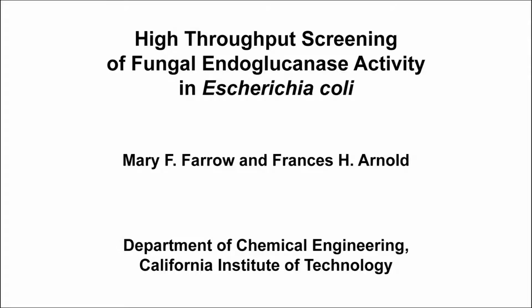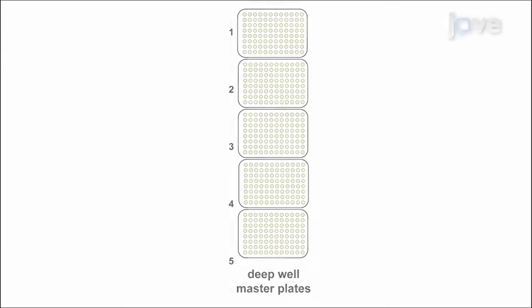In this high-throughput screen for fungal endoglucanase activity in E. coli, the common microbial dye Congo red is used to visualize enzymatic degradation of carboxymethylcellulose by cells growing on solid medium. First, cells are transformed with an endoglucanase library and plated selectively for single colonies.